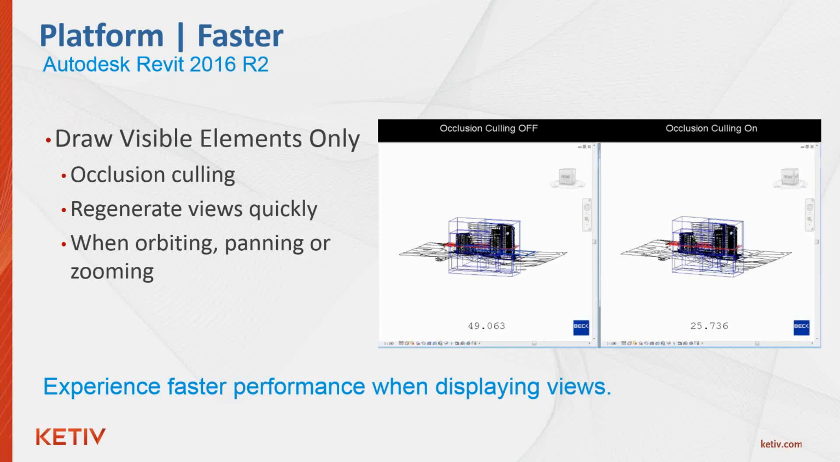The progressive view updates also, and the occlusion culling performance happens at the GPU level, which is your graphics processing unit, instead of at the CPU level, which is your central processing unit. This feature sets Revit apart from other BIM software and takes advantage of your available hardware to help you improve performance and productivity in the office. And the benefit of this is now you can experience faster performance when displaying and manipulating your views, which is pretty cool.